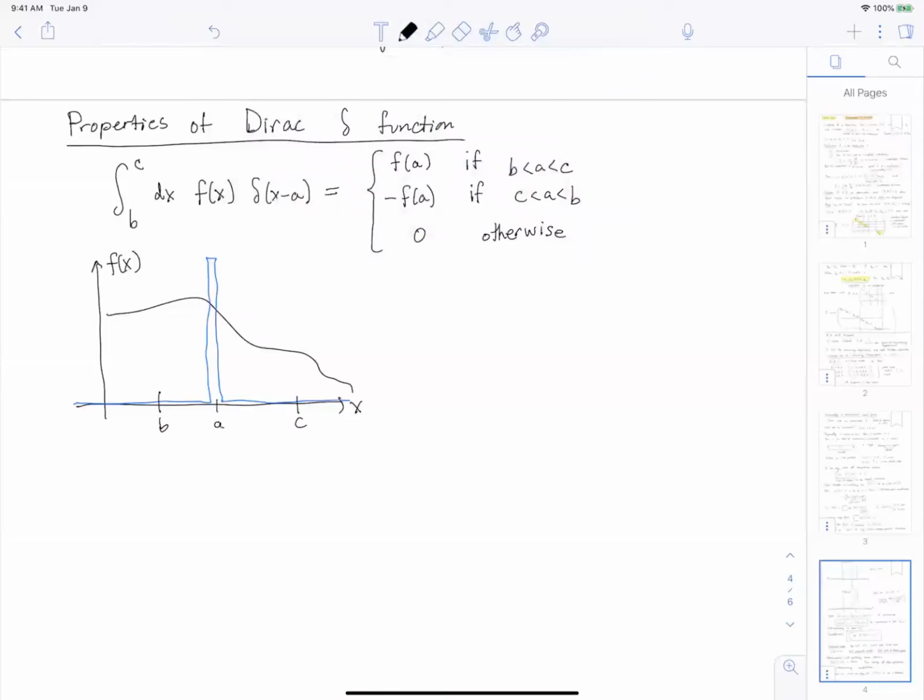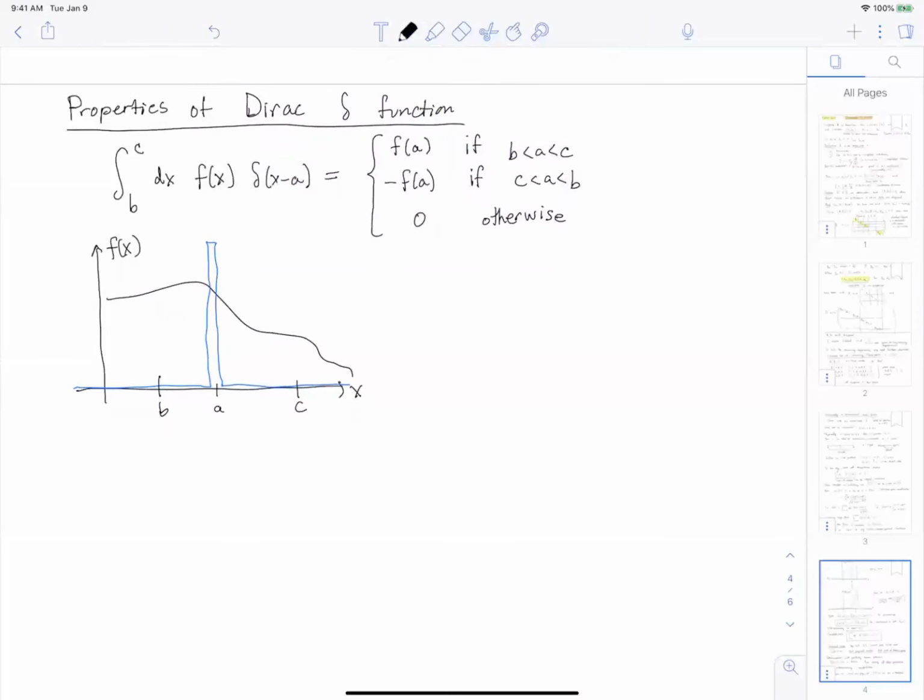And so what this is saying is doing integrals involving the Dirac delta function is super easy. All it does is it picks out the value of the function you're multiplying by at the place where the Dirac delta function's argument is 0. So again, delta of x minus a is 0 if x is not equal to a, and it's infinity if x does equal a.